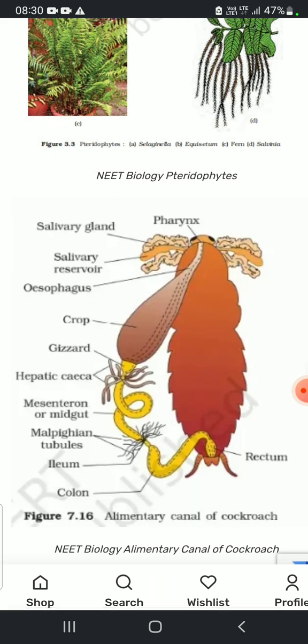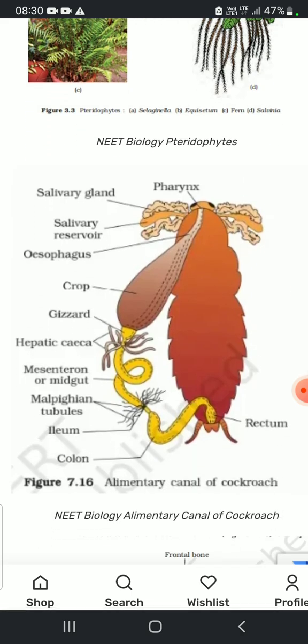Next we have cockroach. So elementary canal of cockroach. First is the pharynx, then we can see the salivary glands, then salivary reservoir, then we have esophagus, then crop, which is a sac like shape structure, then for grinding we have gizzard or proventriculus, then hepatic caecae are present, then we have midgut or mesenteron, then malpighian tubules 100 to 150, then we have ileum, then we have colon, and then we have rectum.